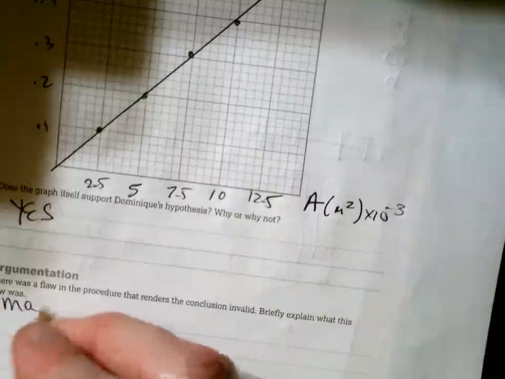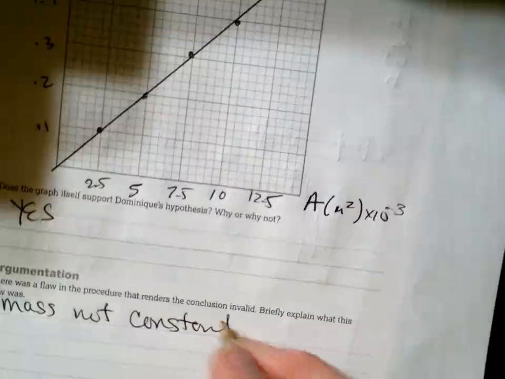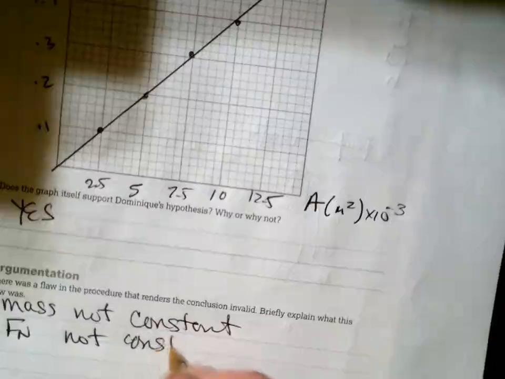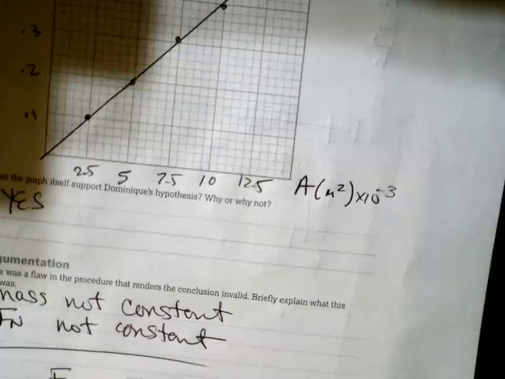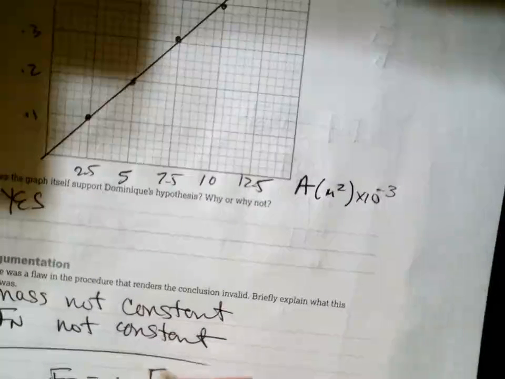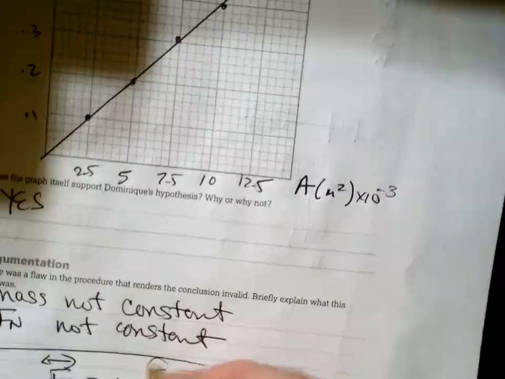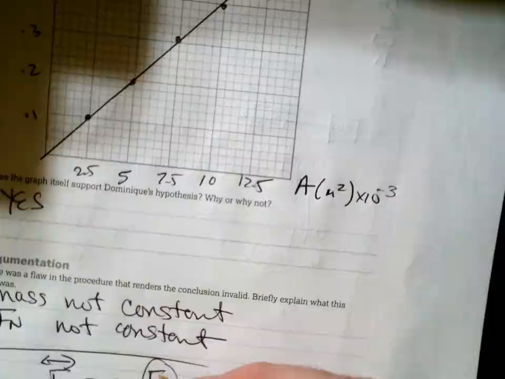Right? Mass not constant. Therefore, normal force not constant, because friction is equal to mu times the normal force. So they were holding this constant and looking at this, but this was changing, right? So there you go.